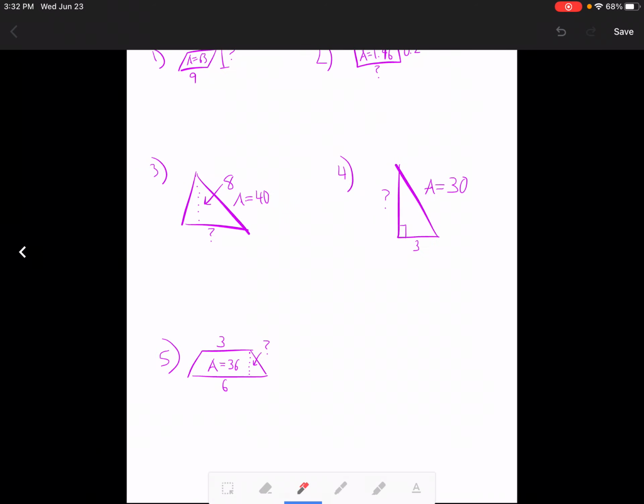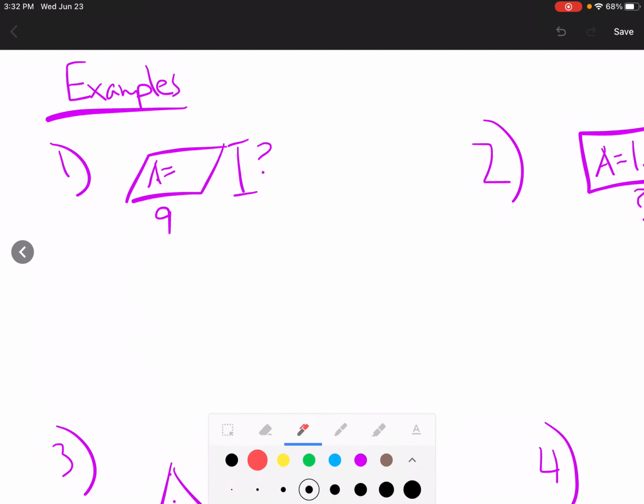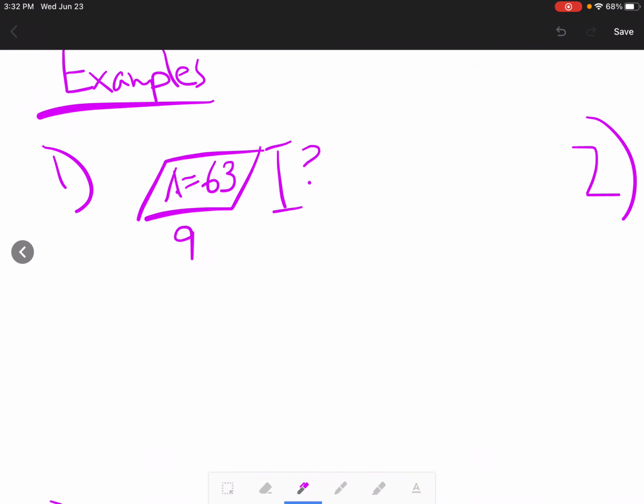All right, so let's look at some examples. Let's start off with, that's not written that well. Let's clean that up a little bit here. That's supposed to say 63. There we go.